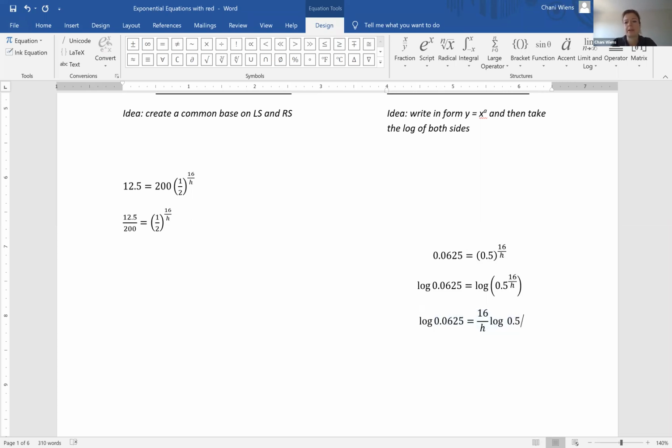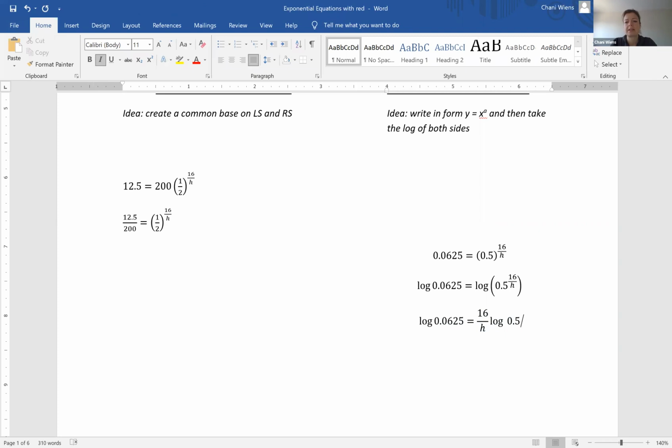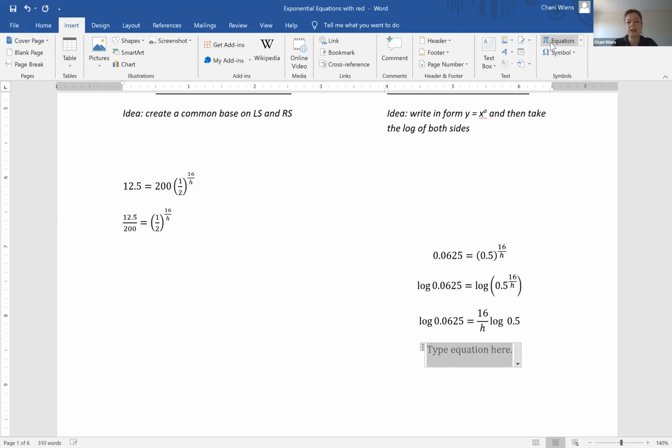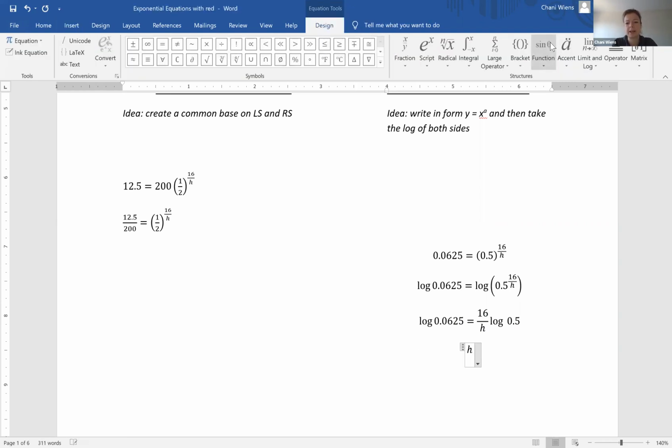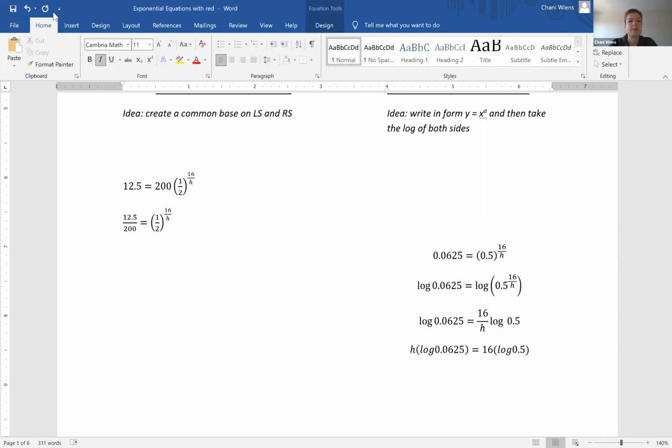Okay. So that's really important because now we can solve for h. So I multiply h up so that it's on the other side. So h times log of 0.0625 equals 16 times log of 0.5. Now remember, these logs are just numbers. So now we can isolate h.